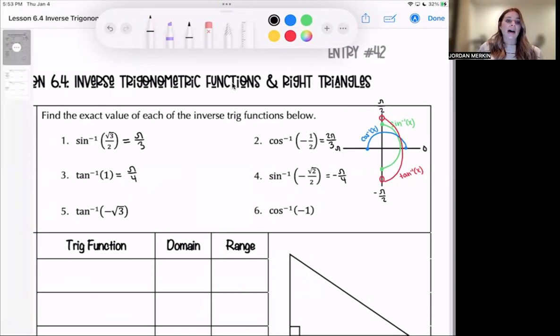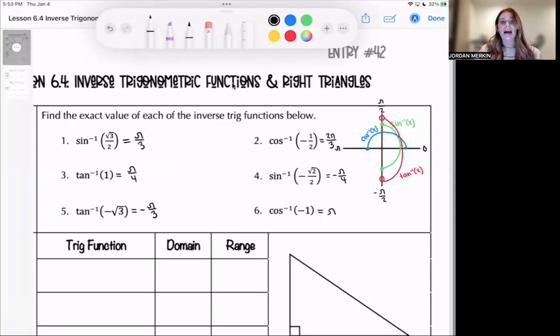Okay, number 5 is asking you where on your unit circle is y/x negative √3. Well, that's going to have to be in quadrant 4, and then that's going to happen at negative pi/3. Number 6 is asking you where in quadrants 1 or 2, or from 0 to pi, is your x coordinate -1, and that happens at pi, number 6.